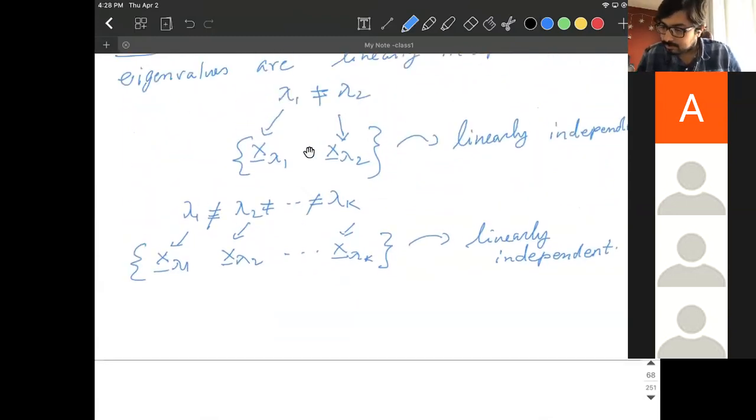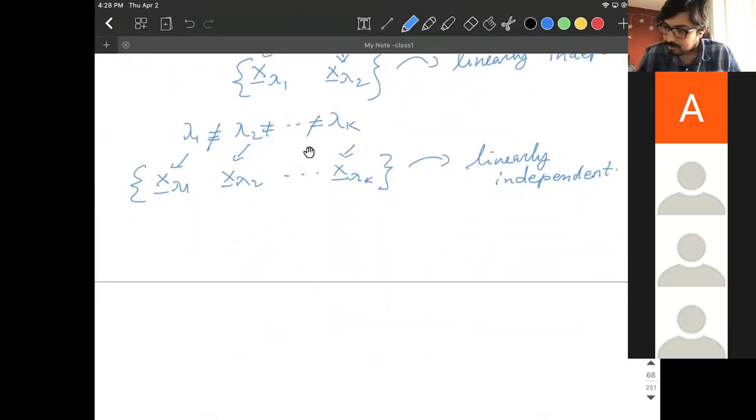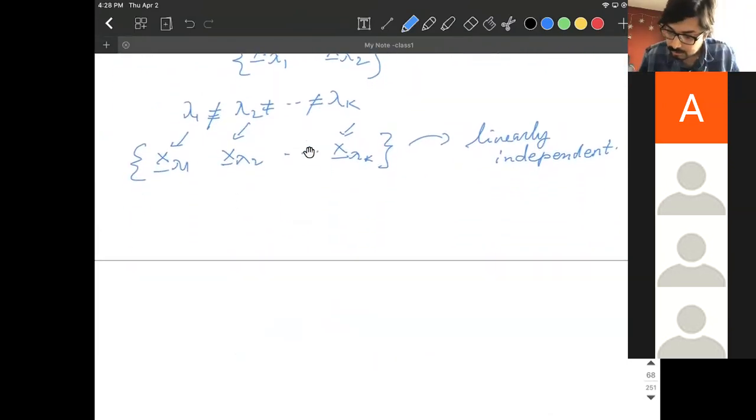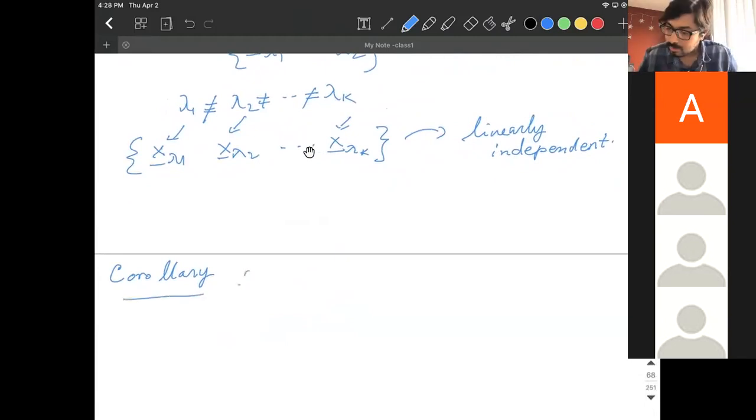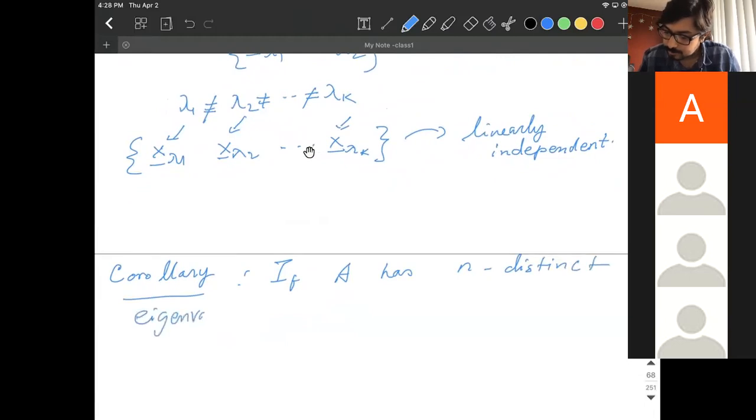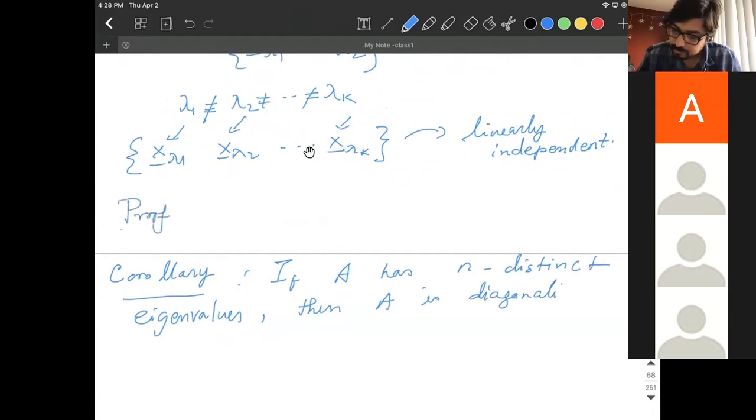Okay, so how can one use this fact? One obvious corollary would be the following. If A has n distinct eigenvalues, then A is diagonalizable. So proof omitted.